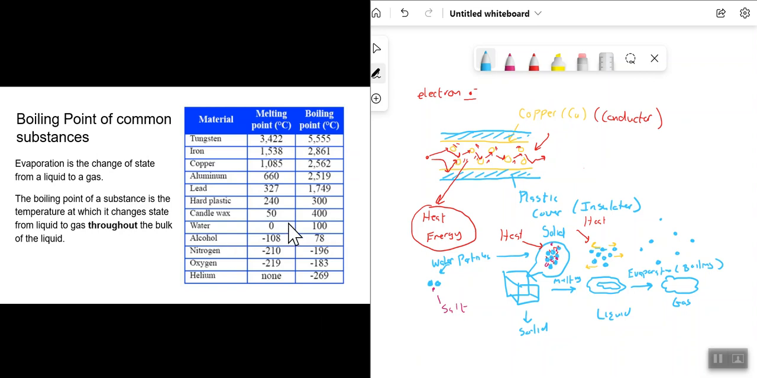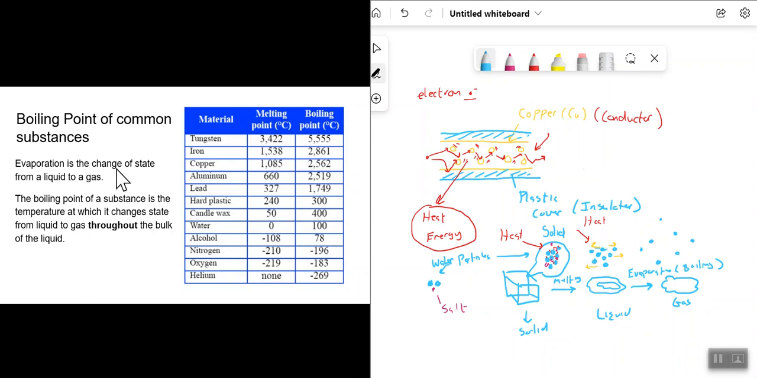And again, going back to this table, here are some of the boiling points of different materials. We can see the boiling point of water is 100 degrees, whereas if we take something like tungsten or iron, it has a really high boiling point. It takes a huge amount of heat energy to change it from a solid to a liquid to a gas. Even to change it to a liquid takes a huge amount of heat energy.